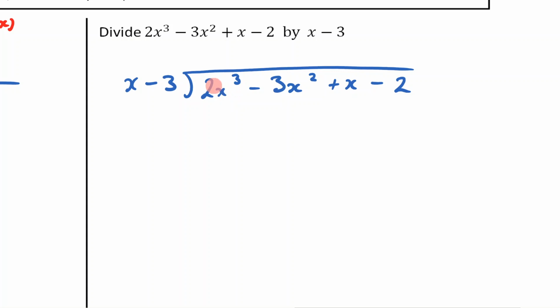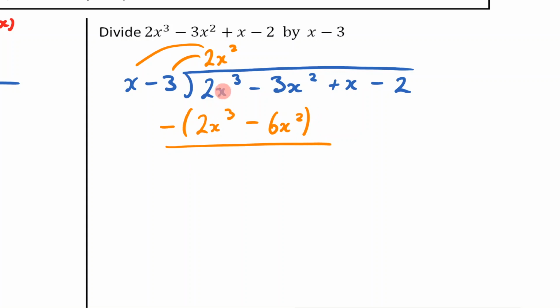x times what is 2x cubed? It's going to be 2x squared, and then I write that 2x squared here. Oh, sorry, I go 2x squared times x is 2x cubed. 2x squared times negative 3 is negative 6x squared. Then I put my brackets, I subtract. This always goes to 0. This is going to end up plussing, which means I'm going to get 3x squared here. I then carry down my next term, which is x. So hopefully you got that. That's the first step done.